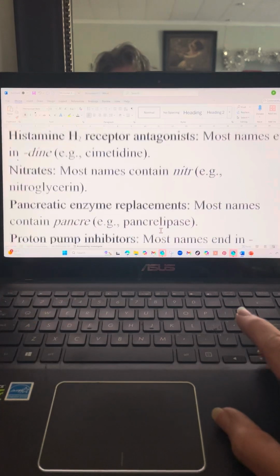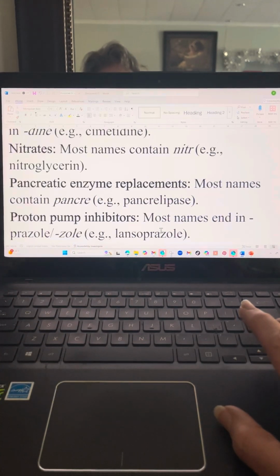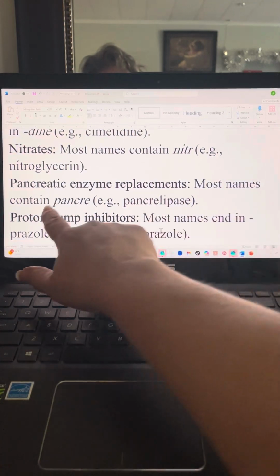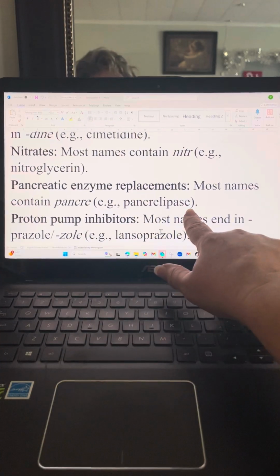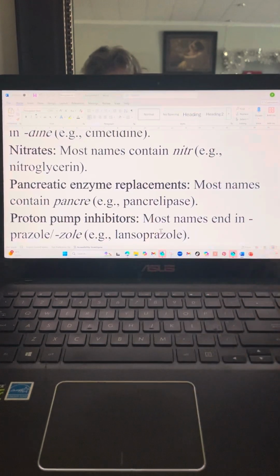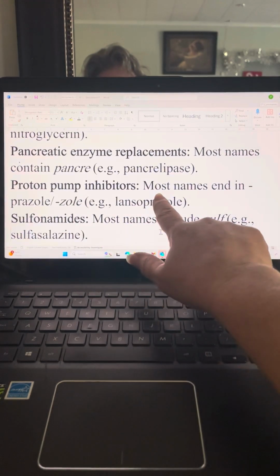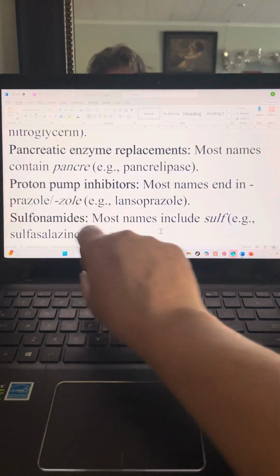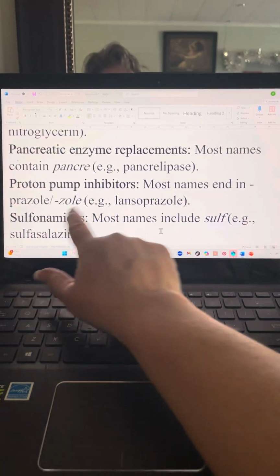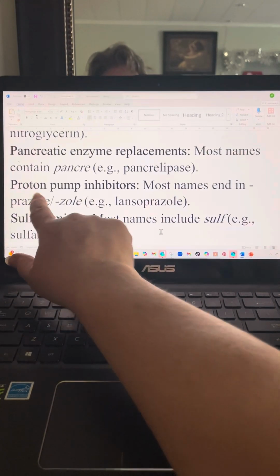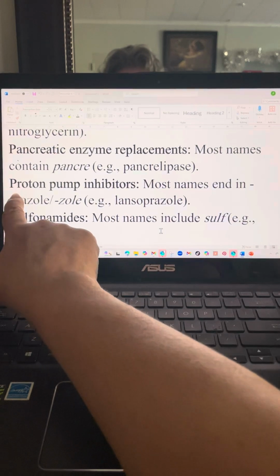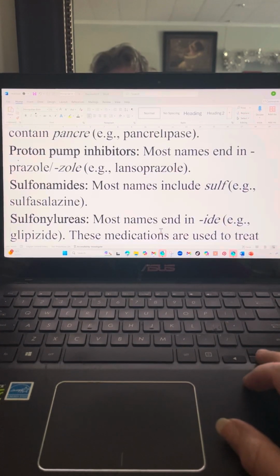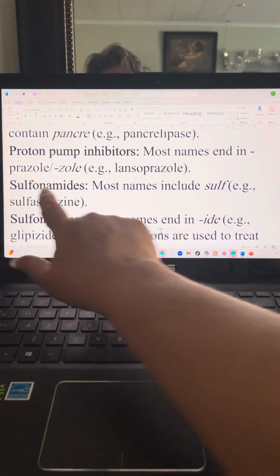Nitrates, most contain NITR. Pancreatic enzyme replacement, their names will have pancreas in there, like pancrelipase. Proton pump inhibitors, they end in prazole. It may end in prazole or zole, but I like prazole because proton and prazole start the same. And look, that may be all you have to hold on to, but tie a knot in it.